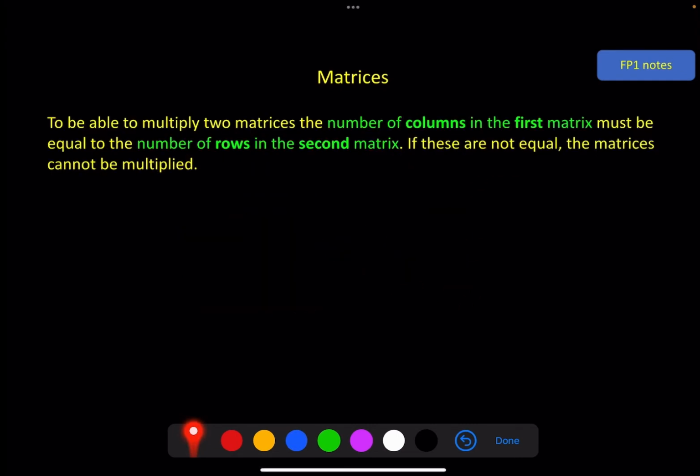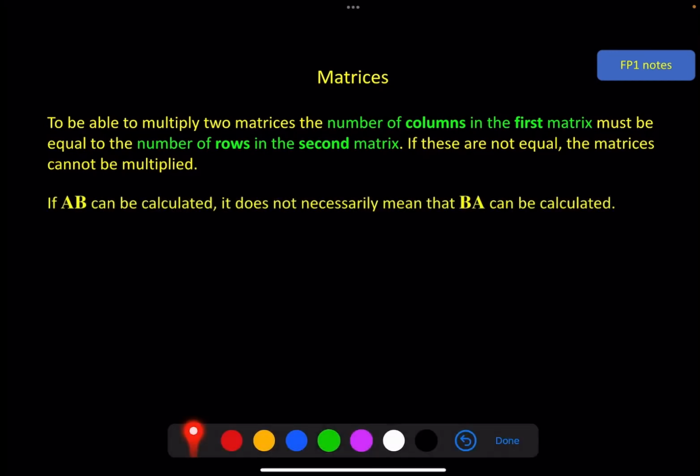So here are the formal notes for that. To be able to multiply two matrices, the number of columns in the first matrix must be equal to the number of rows in the second matrix. If they are not equal, the matrices simply cannot be multiplied.